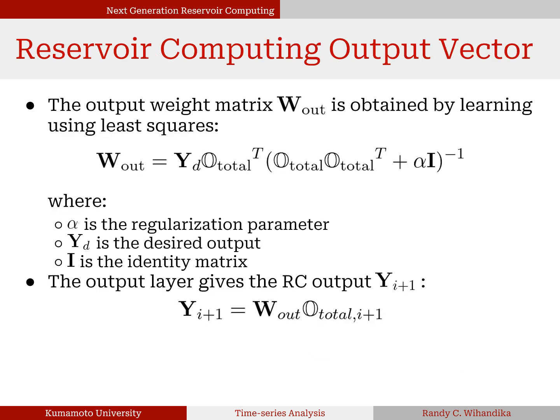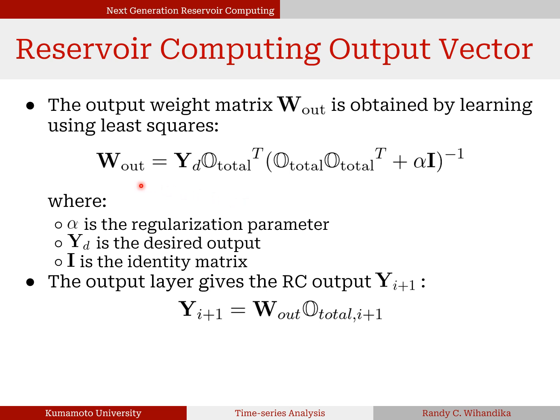And then the output with matrix W out is obtained by learning using least squares. So using this formula, we calculate using the O total, which is the feature vector that we have discussed before. And we can calculate the W out, which is a matrix, where alpha is the regularization parameter, YD is the desired output, and I is the identity matrix.